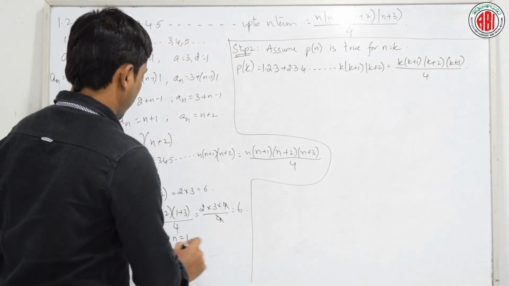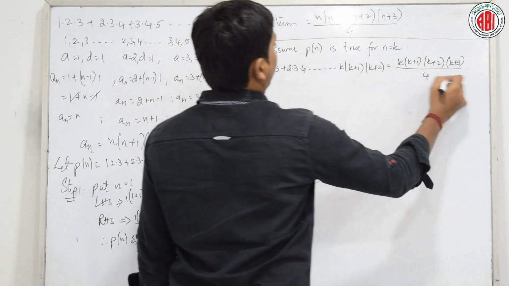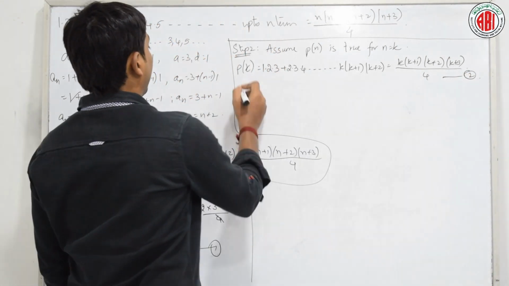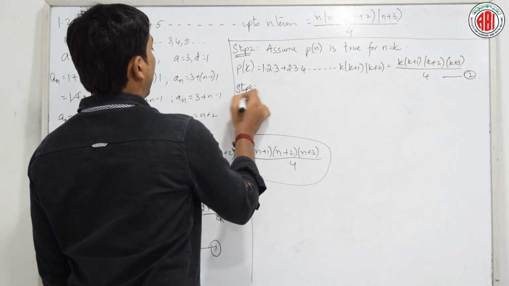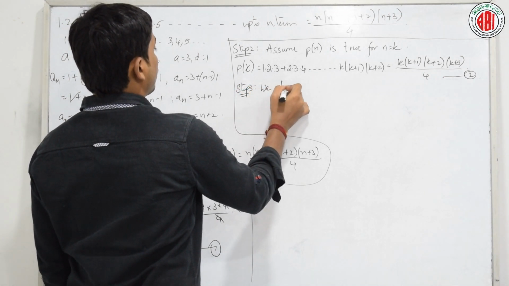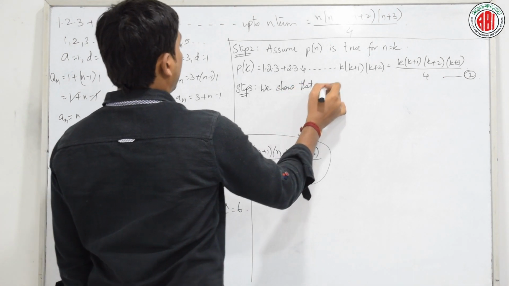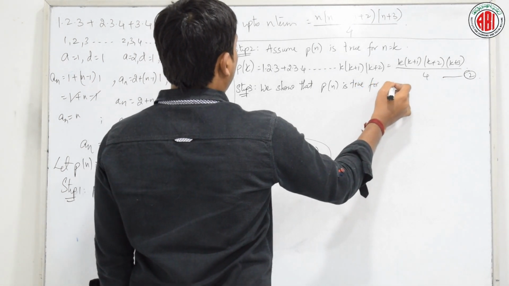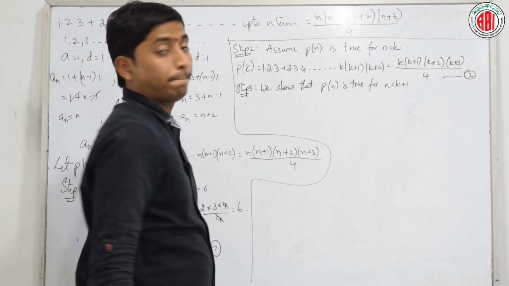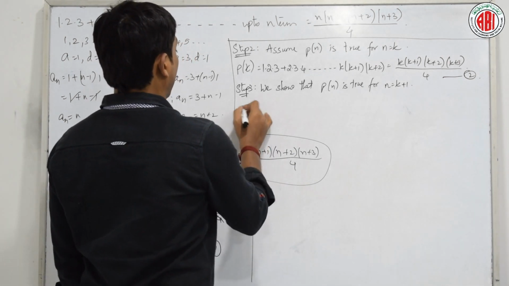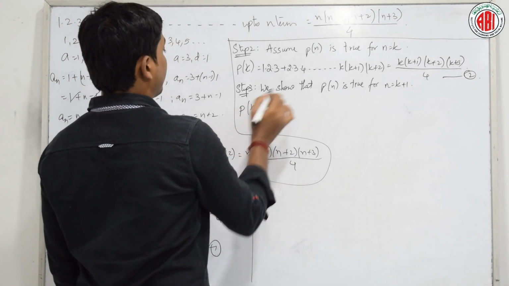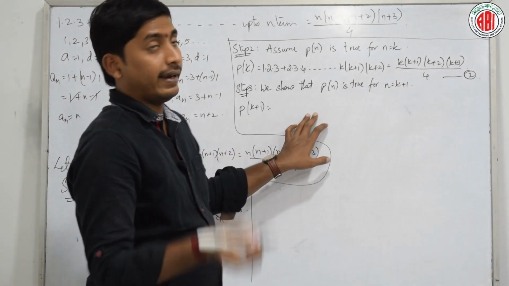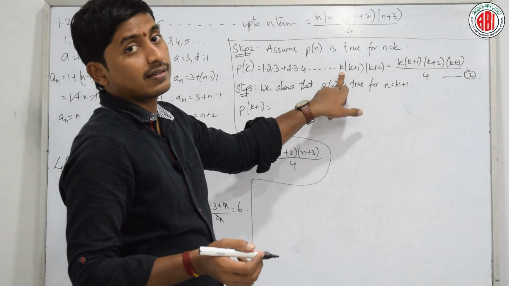Fine. Again, we know that this will be my statement 1, this will be my statement 2. Is it right? What will be my third step? That is, we have to prove that P of n is true for n is equal to k plus 1. That is, we have to substitute the value of k plus 1. How do we do it? We will write this as it is, and then substitute k plus 1 instead of this k.